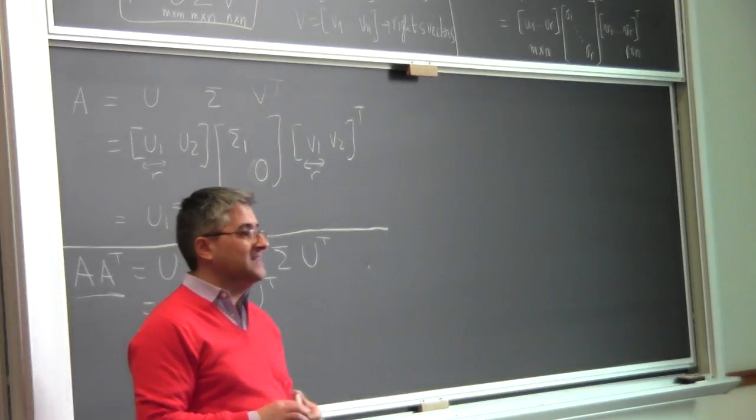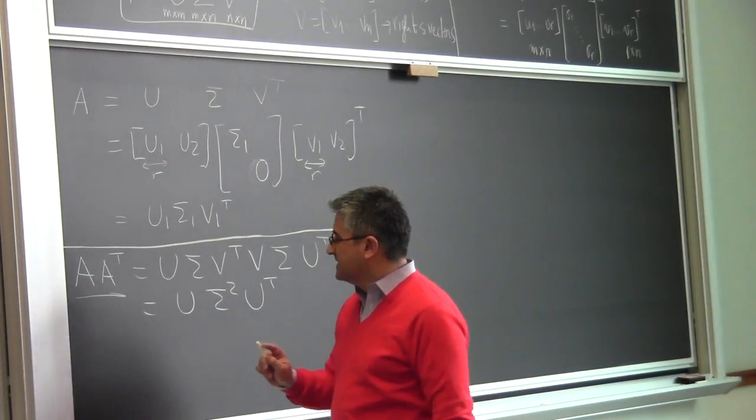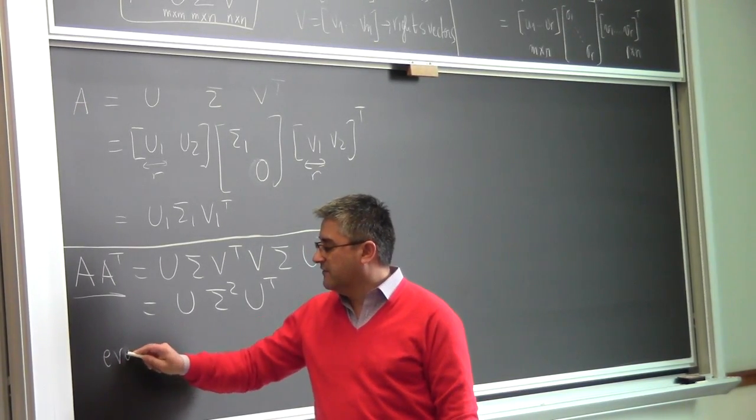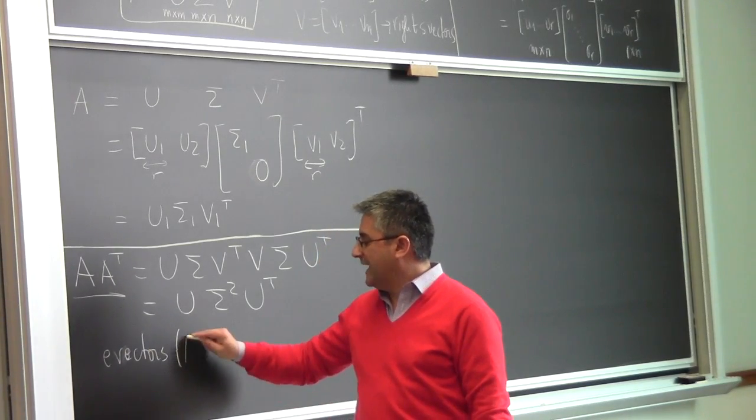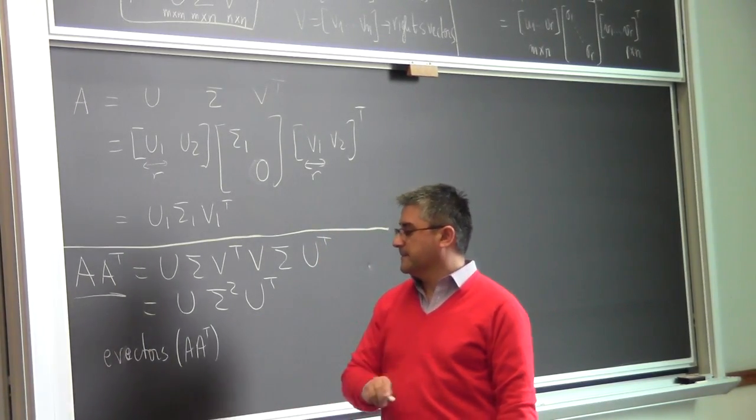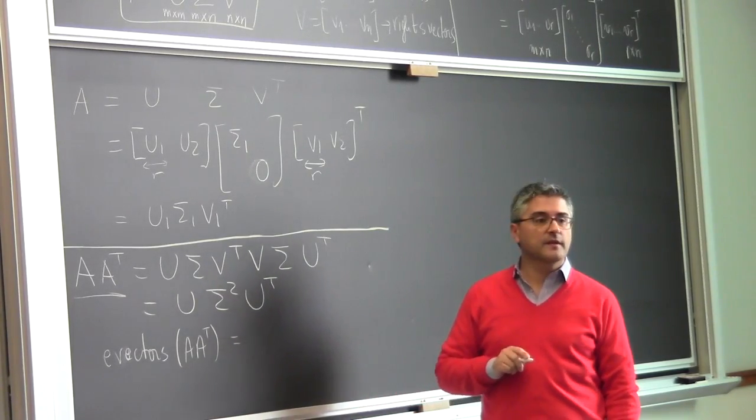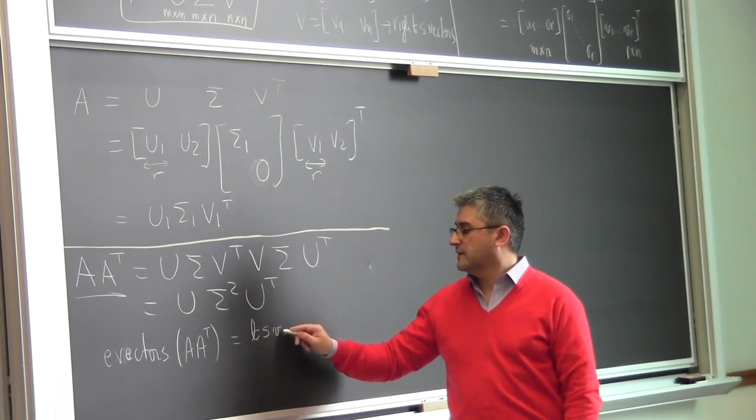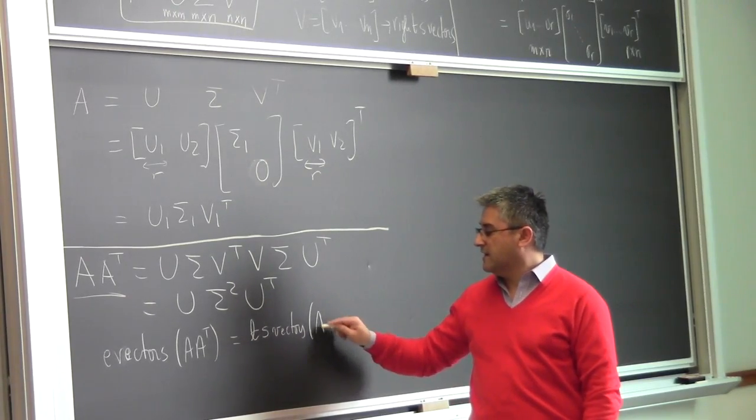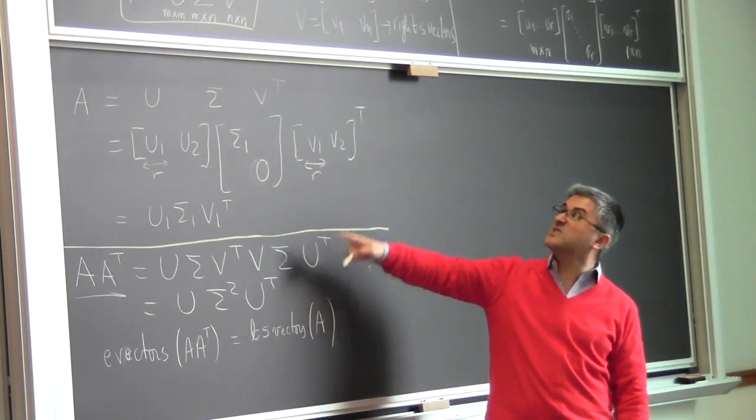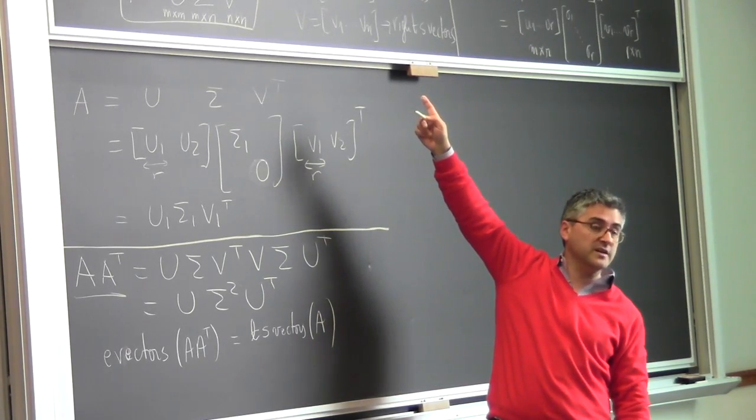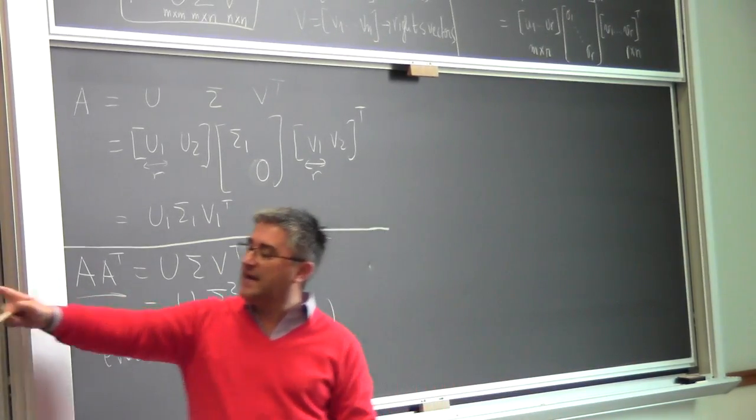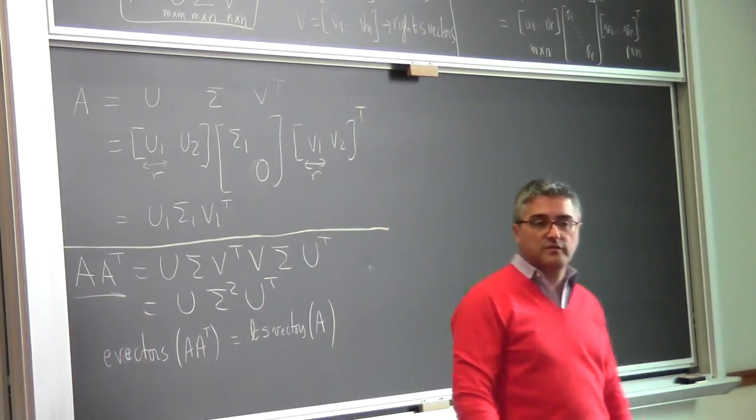So what this is suggesting, and in fact this is true, is that the eigenvectors of A A transpose are equal to the left singular vectors of A. The U matrix here, by definition, is the left singular vectors of A. So the left singular vectors of A, which is the U, are playing exactly the role of the eigenvectors of A A transpose.